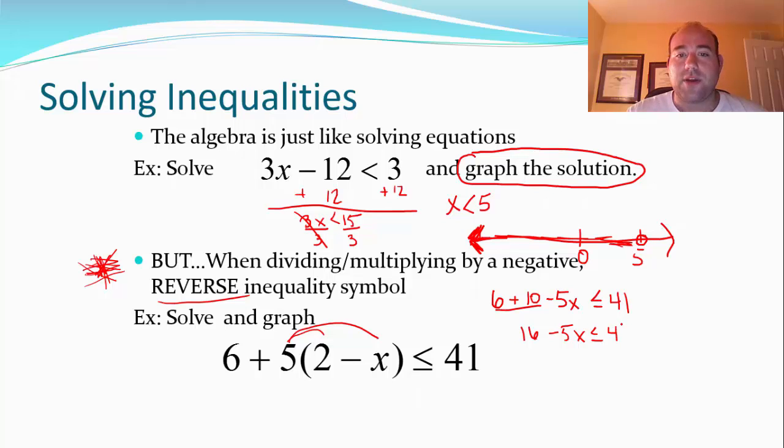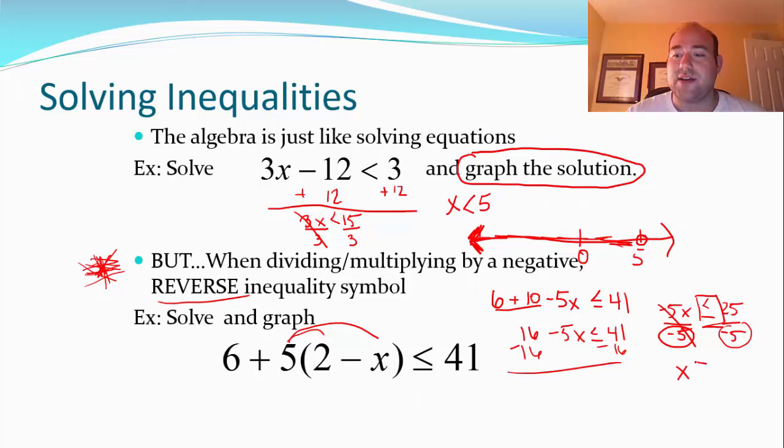And then we're going to do some similar things that we did in the last example. We'll subtract 16. And that's going to get me 25. Then I'm going to divide both sides by negative 5. But I divided by a negative, so I've got to take this less than sign and make it a greater than sign. So my solution will look like this.